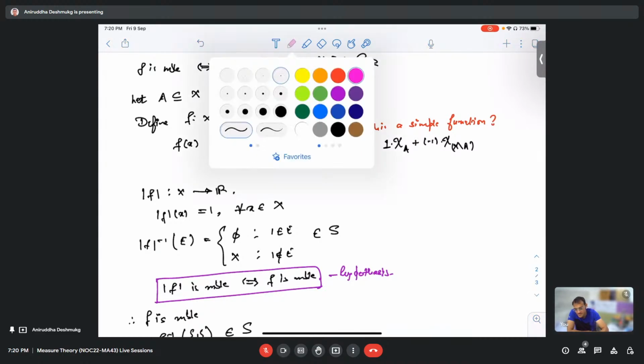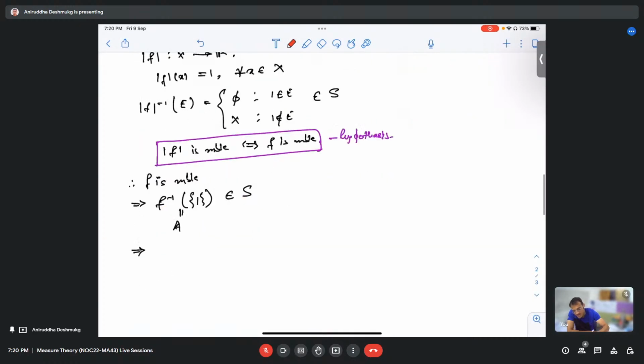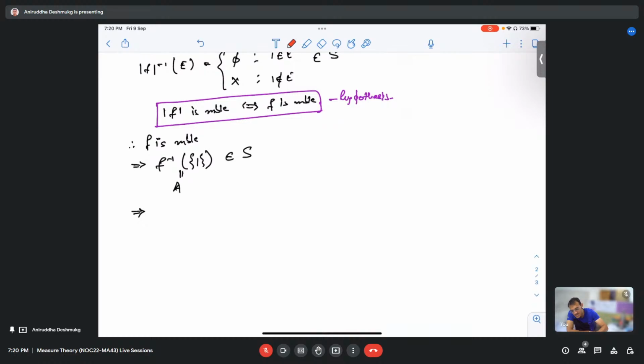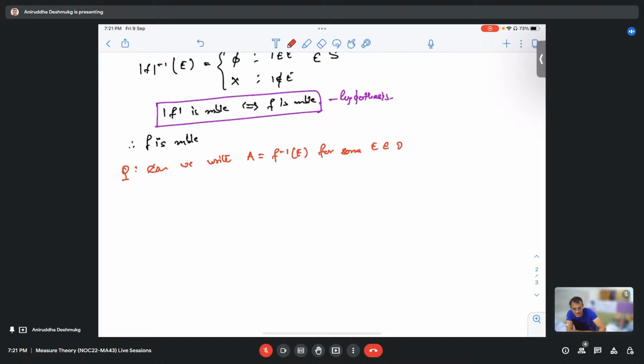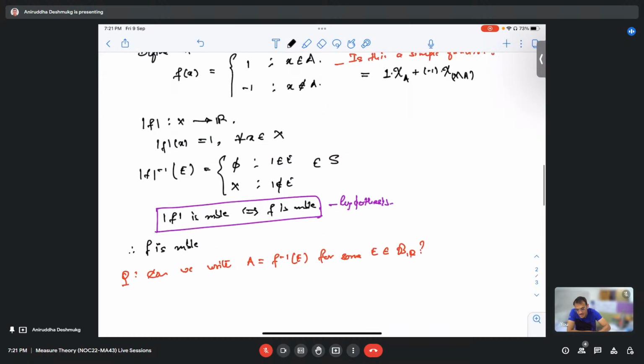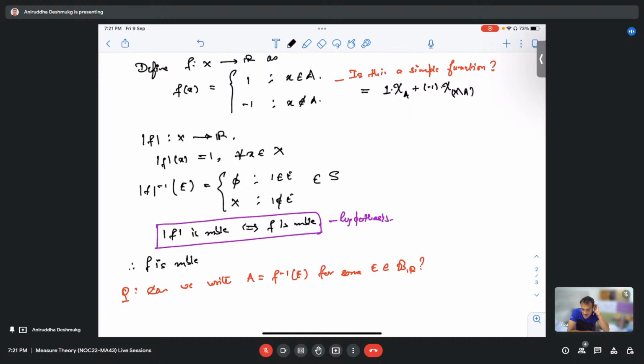Okay, let me write the question for you. So the question is, can we write A as the pre-image of a Borel set? So E comes from the Borel sigma algebra of R. Can you do that? Look at the definition of f and tell me, can you do that?